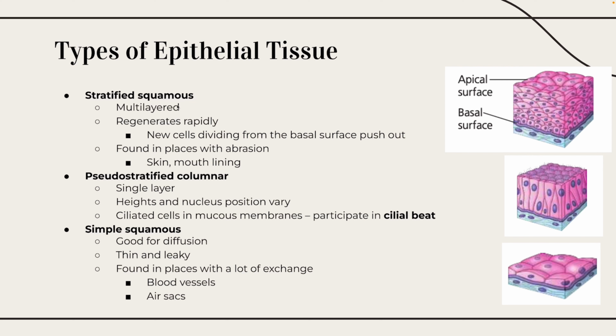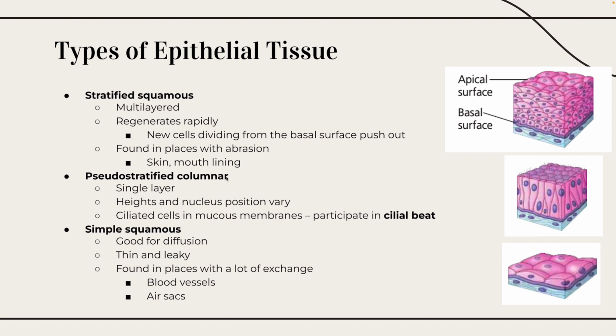So there's stratified squamous, which looks like this. It's multi-layered, it regenerates rapidly, and there are new cells dividing from the basal surface that push out constantly. And it's found in places with abrasion, such as the skin and the lining of the mouth. So you can see that the structure kind of matches that function, right? Because in those places with a lot of abrasion, these top layers of cells are constantly going to get removed, and the basal surface dividing very quickly is just going to push new cells to replace those.